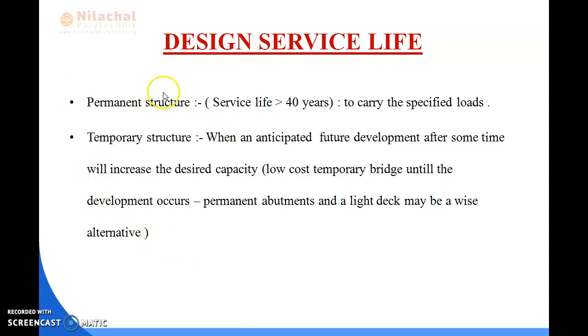For a permanent structure of the bridge, the service life is greater than 40 years to carry the specified load. And for a temporary structure, when an anticipated future development will, after some time, increase the desired capacity, that is, low cost temporary bridges until the development occurs, a permanent abutment and a light deck may be a wise alternative. We prefer that one.